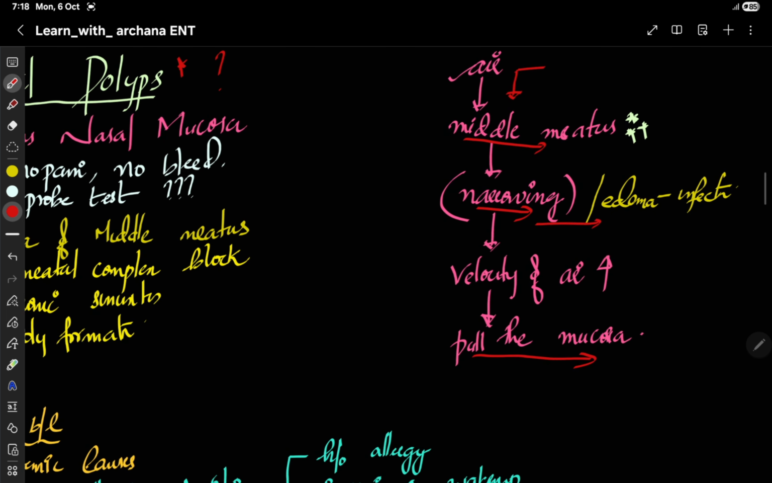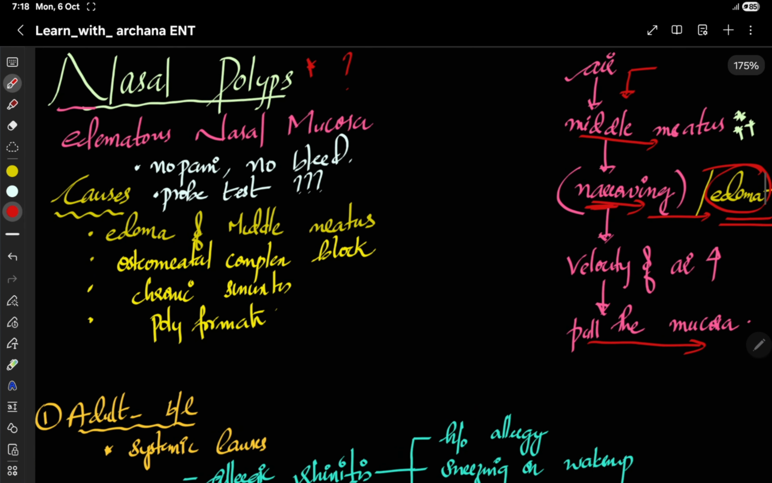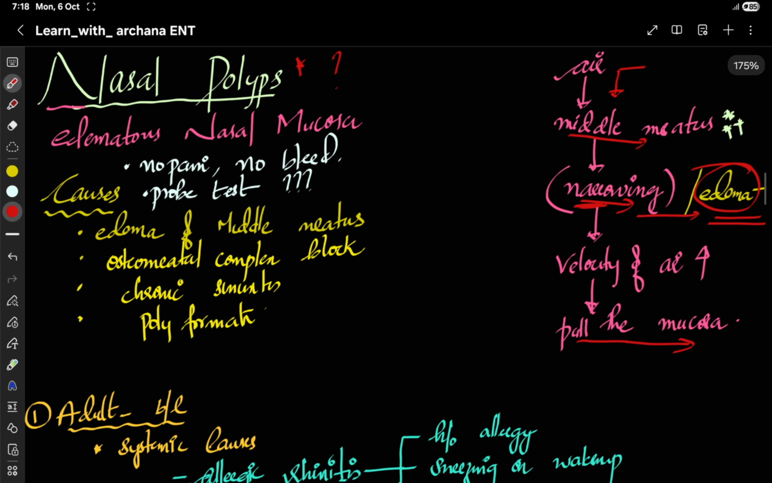Okay, so in what all cases narrowing can occur? Narrowing can occur when there is edema, right? In which cases does edema occur? In infections, like in allergies, etc. Okay, this is what is actually happening. So, then explain to me what is nasal polyps. So, nasal polyps are the edematous nasal mucosa.